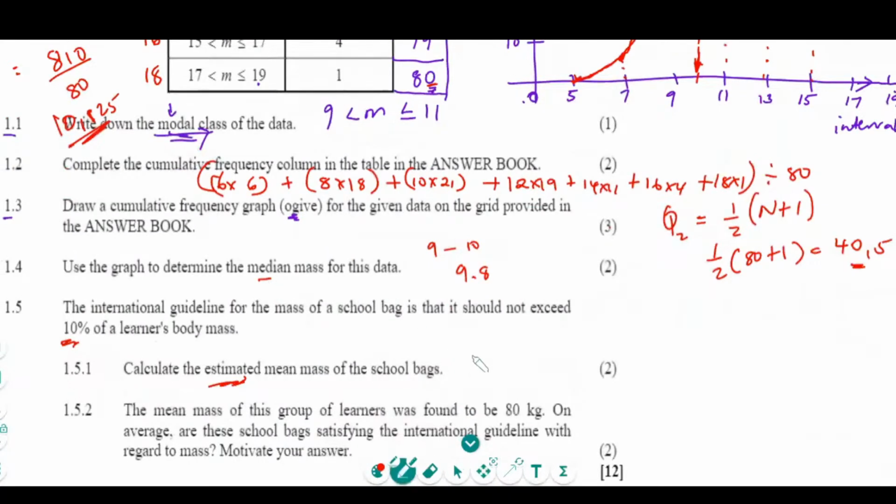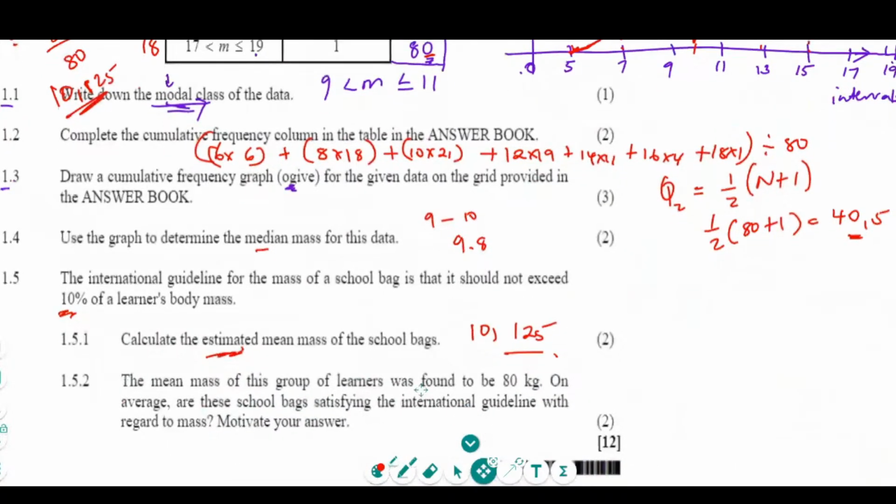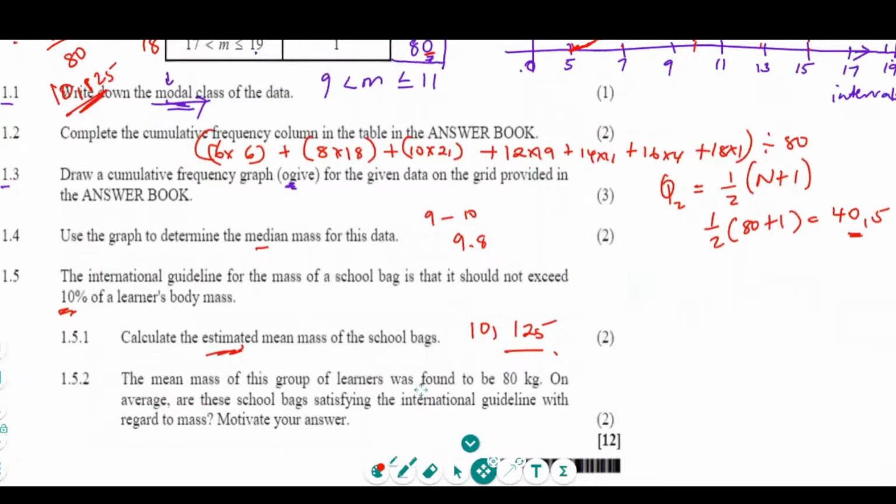So that is a 10,125. Then 1.5.2, they are telling us that the mean mass of this group of learners was found to be 80. On average, are these school bags satisfying the international guideline? With regard to the mass, motivate your answer.